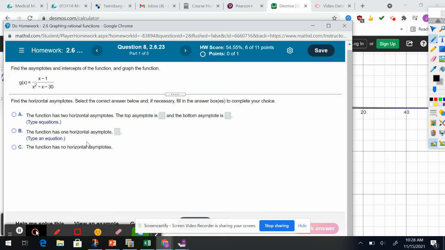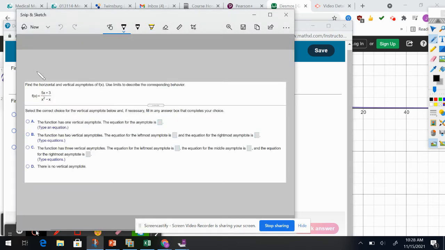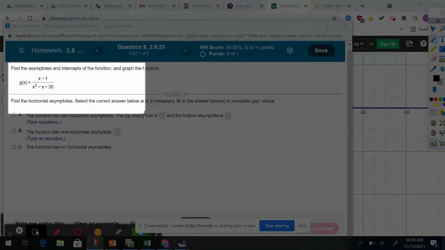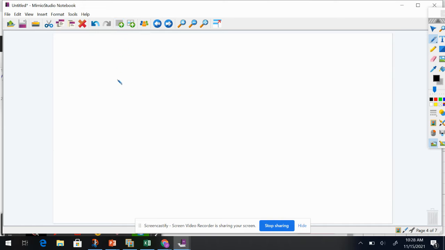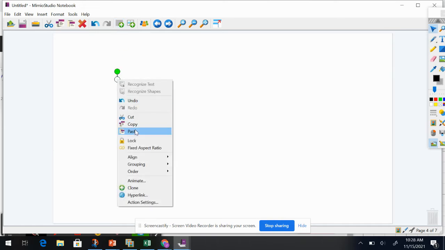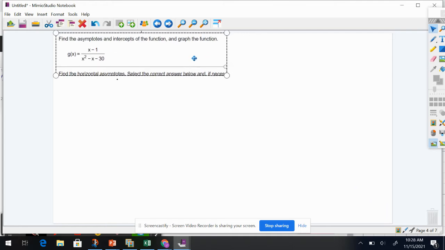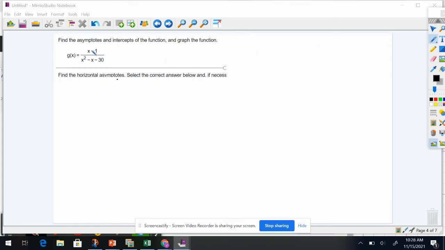Now find the horizontal asymptote, select the correct choice. The last couple of questions have a lot of parts. It says, find the asymptotes and intercepts of the function and graph the function. So here we go: x minus 1 over x squared minus x minus 30. I'm going to put this down so I can write on it. Let's find the asymptotes. Again, look at the degree of the top, it's 1. The degree of the bottom is 2. My horizontal asymptote is y equals 0.